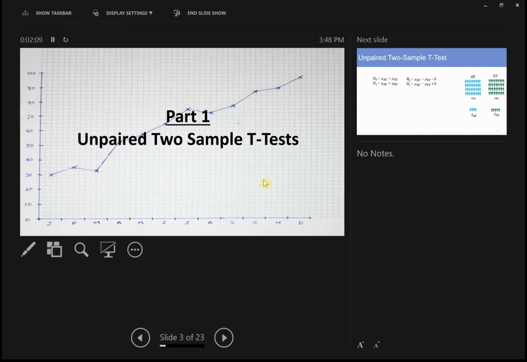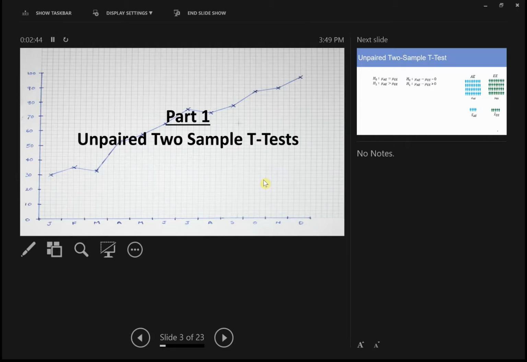With an unpaired t-test, we're comparing samples from two different populations. Here's one population, here's another population, and we're taking little samples from them. We compute the means from each of those samples, and we want to say something about the relationship between the population means. This is what we don't know: we don't know mu1, and we don't know mu2.